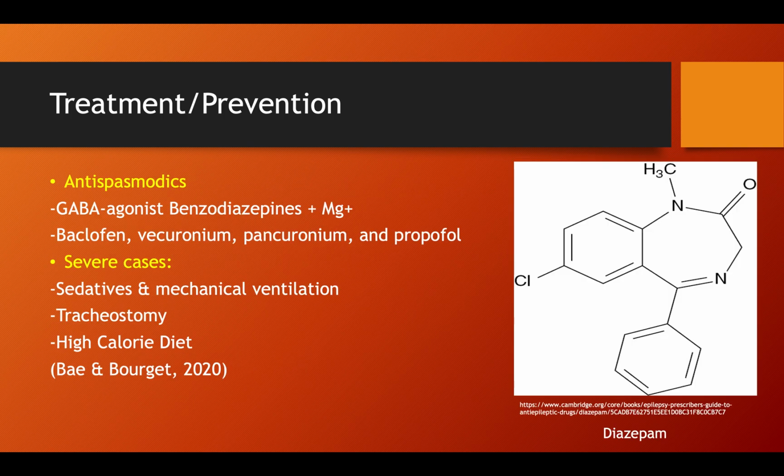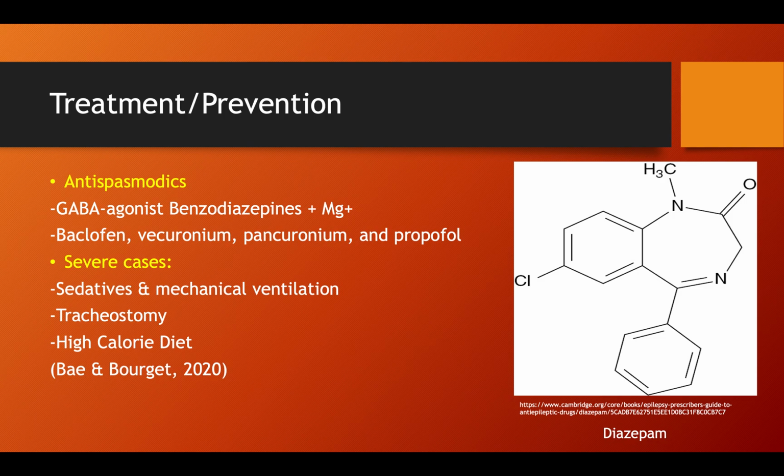So other treatments include antispasmodics, which includes GABA agonist benzodiazepines. So these benzodiazepines are going to actually encourage the release of the inhibitory neurotransmitters. And examples of these include baclofen, vecuronium, pancuronium, and propofol.